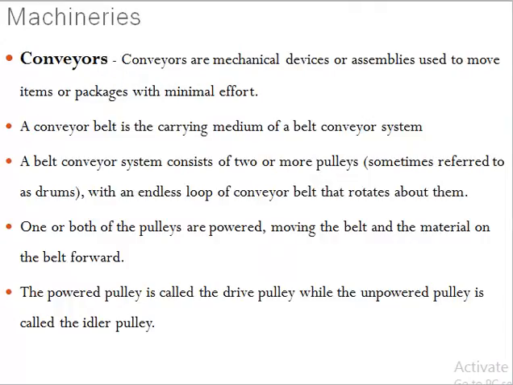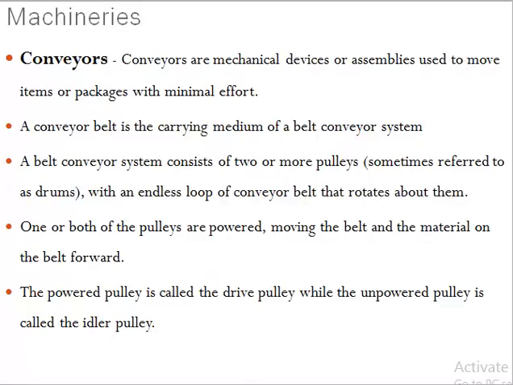Now let's move to the next type of machine. These are known as conveyors. So conveyors are mechanical devices which are used to move items or packages with minimal effort. So a conveyor belt is the carrying medium of a belt conveyor system. It consists of two or more pulleys, which are also sometimes referred to as drums, and it has an endless loop conveyor that rotates about the pulleys.